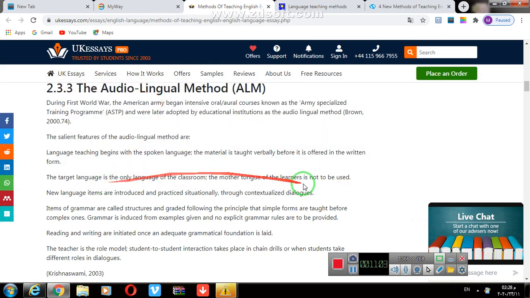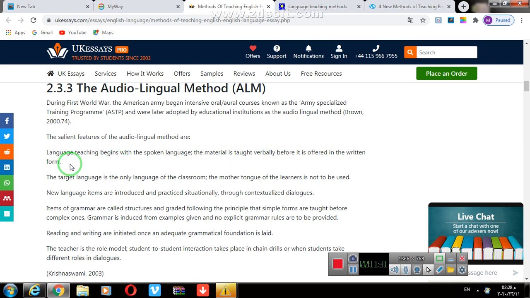The audiolingual method, that is the ALM, is done orally. Let's read some of the salient features of this audiolingual method. What are some of its original and important characteristics? Language teaching begins with the spoken language. The material is taught verbally before it is offered in the written form.